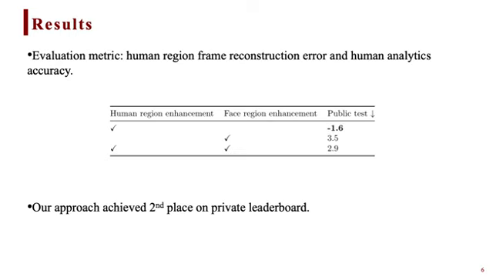Here are some results. Our evaluation metric is based on human region frame reconstruction error and human analytics accuracy, although we actually don't know the exact metric before we do the test process. Here are our methods and their corresponding results. We can see that the best one is the method where we only use the human region enhancement. Finally, our approach achieved second place on the private leaderboard.